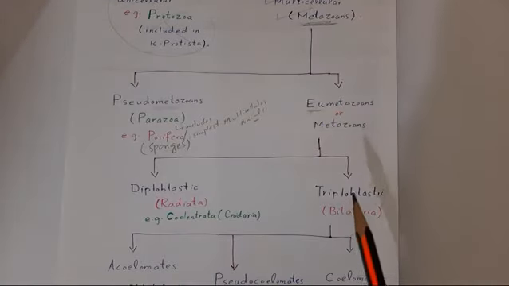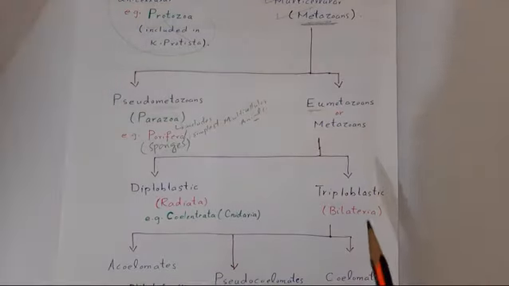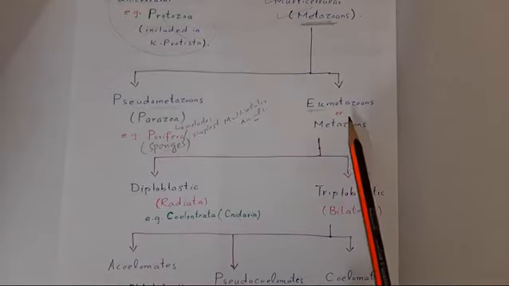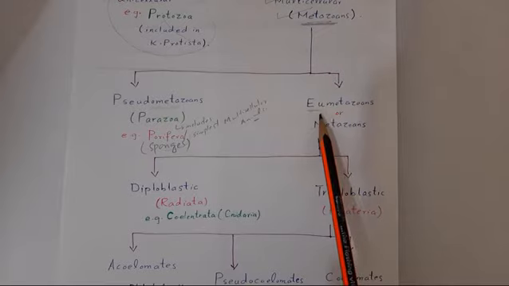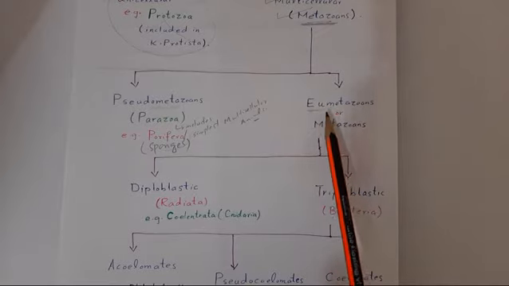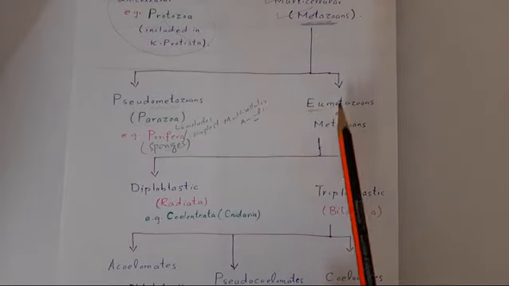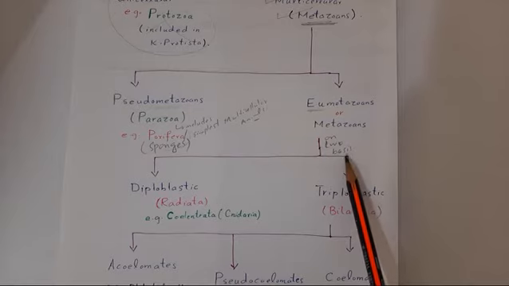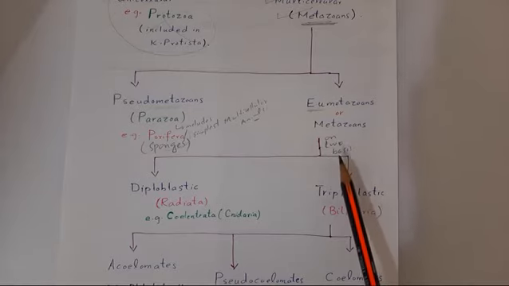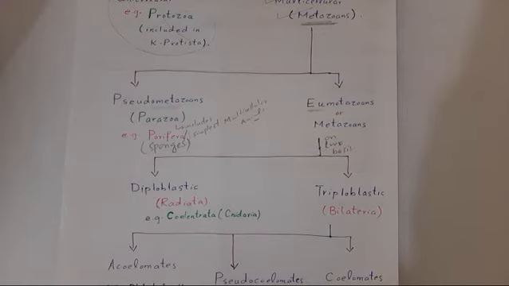Then if you look into this diagram, the eumetazoans or metazoans, the true multicellular animals, are further divided on two bases. One is on the basis of arrangement of cells in the body wall.